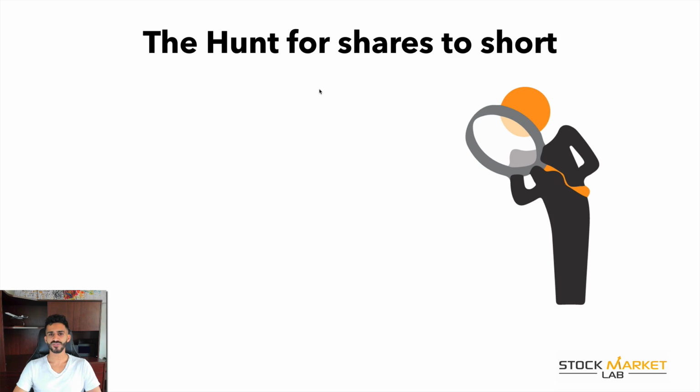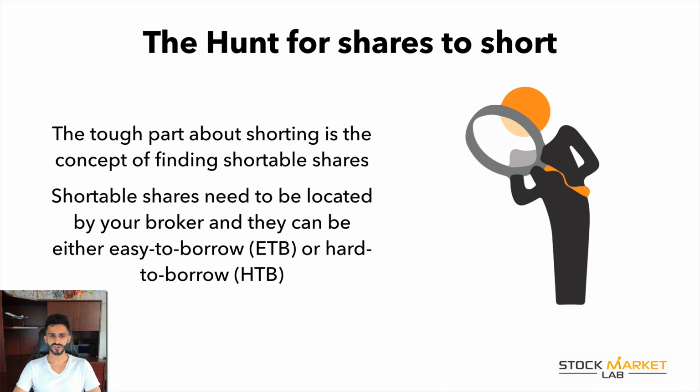Now, a few things you have to keep in mind with shorting is that in order for you to short shares, you have to borrow them. So the tough part about shorting is the concept of finding shortable shares. Shortable shares need to be located by your broker, and they can be either easy to borrow, ETB, or hard to borrow. Now, that's the tough part about shorting, right? If you want to short shares, remember, you have to borrow them, right? If you have to borrow them, the brokers sometimes may not have them. And if they don't have them, those shares are HTB.